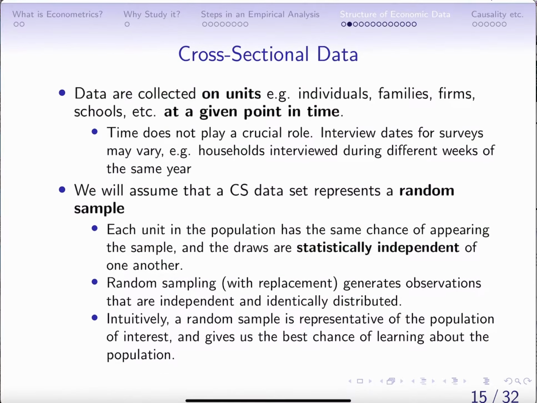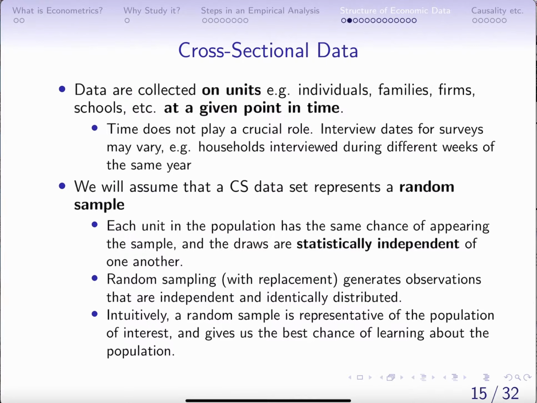So let's start by talking about the cross-sectional data sets. The best way to think about a cross-sectional data set is to think about any type of unit. This could be individuals, families or households, firms, schools, states, countries, etc. And you're collecting data on all of these different types of units or some of those or one of those at a particular point in time.